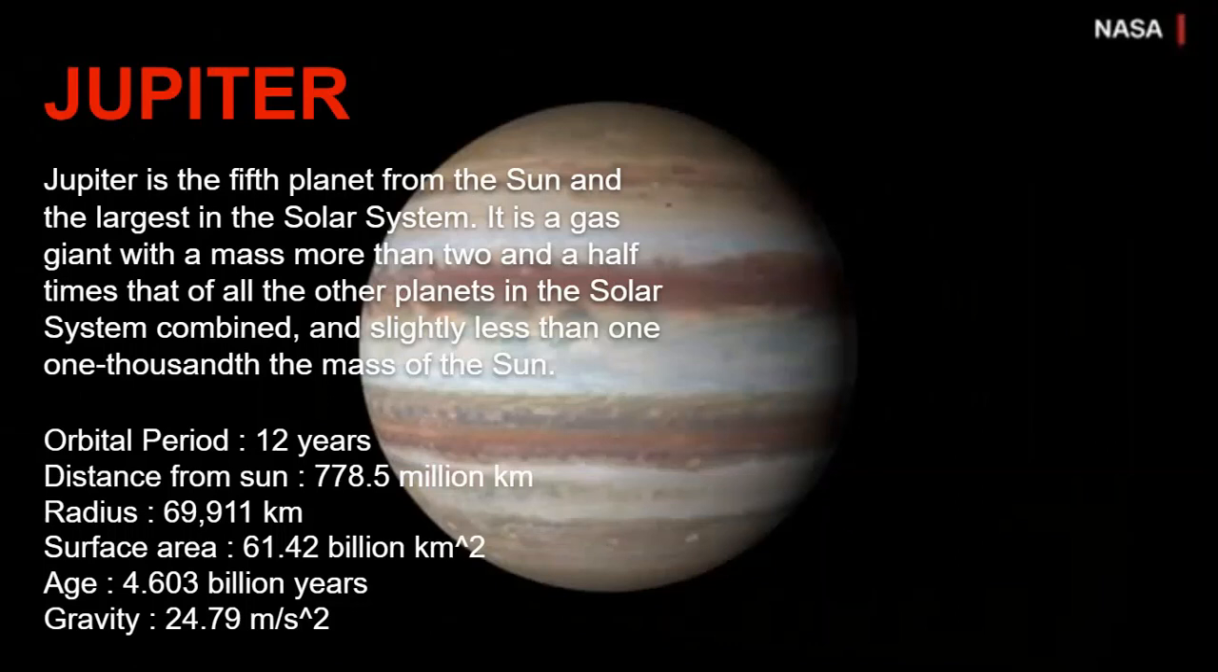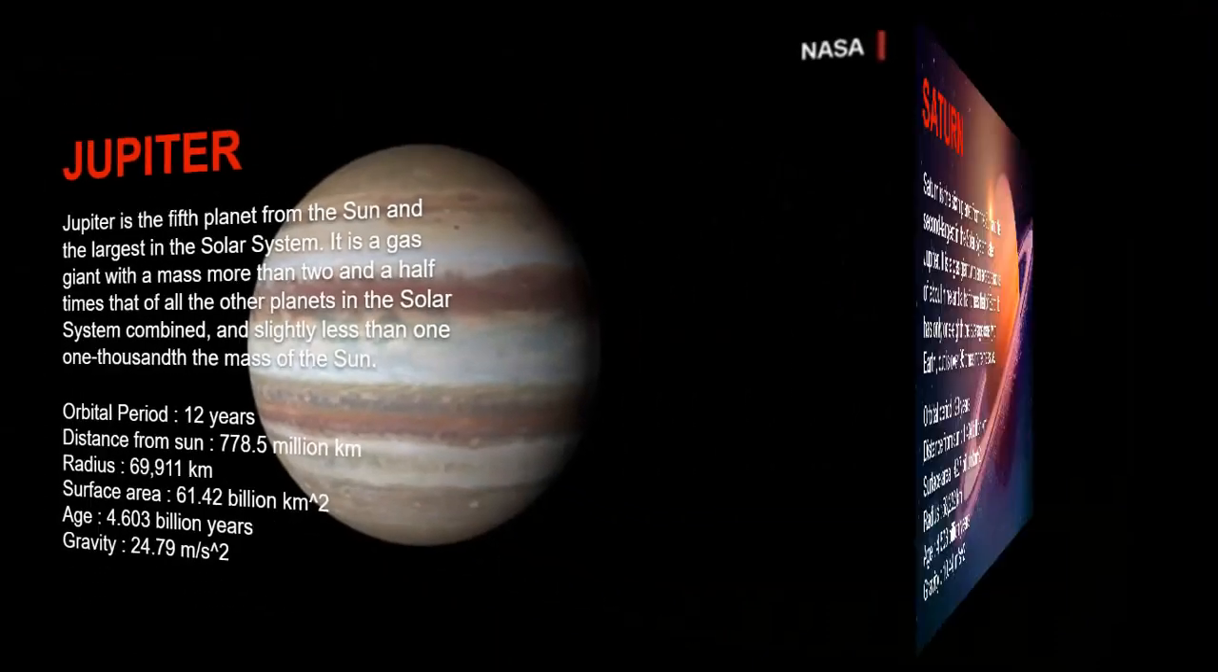Its orbital period is 12 years. Its distance from the Sun is 778.5 million kilometers. Its radius is 69,911 kilometers. Its surface area is 61.42 billion kilometers square. Its age is 4.603 billion years. Its gravity is 24.79 meters per second square.